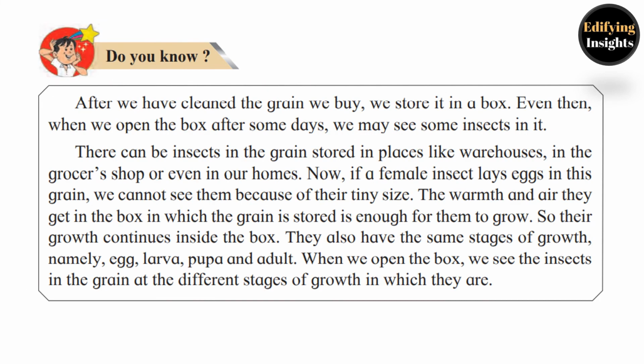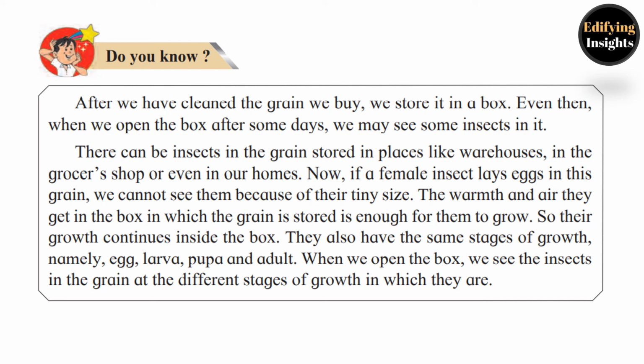Do you know, after we have cleaned the grain we store it in a box. Even then, when we open the box after some days, we may see some insects in it. There can be insects in the grain stored in places like warehouses, in the grocer's shop, or even in our homes. Now, if a female insect lays eggs in this grain, we cannot see them because of their tiny size. The warmth and air they get in the box in which the grain is stored is enough for them to grow. So their growth continues inside the box.